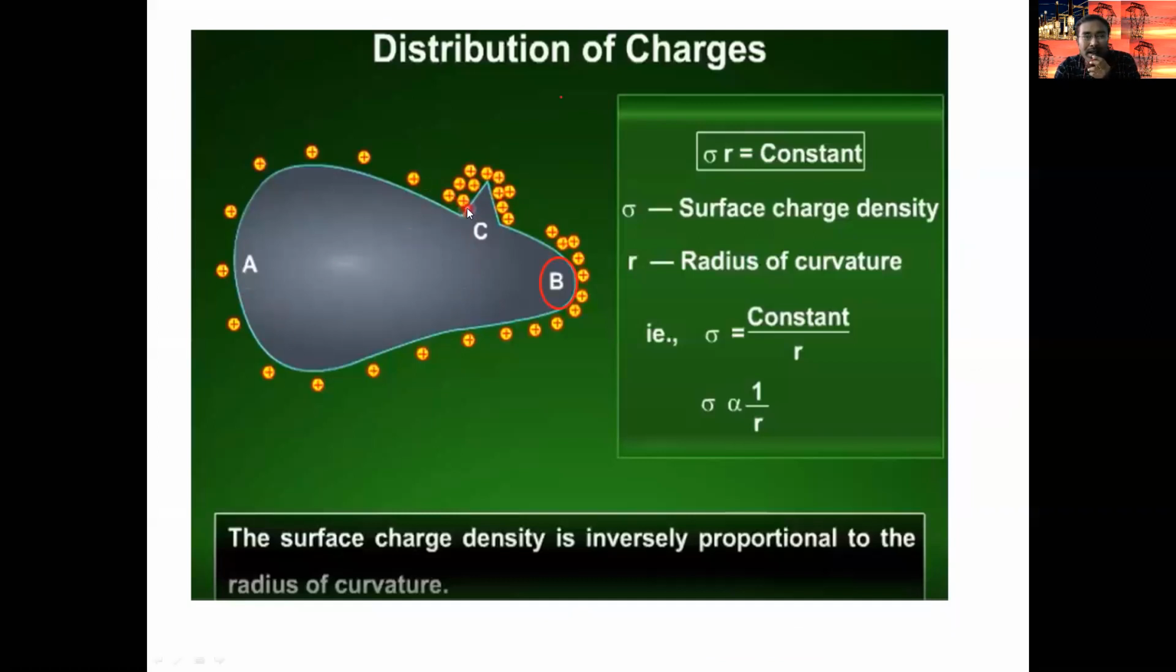Otherwise, if the radius of curvature is less, the maximum charges are distributed here. So because of this, what happened? This sphere is surrounded by air. That means the dielectric strength of the surrounding air is 31 kilovolts per centimeter. You know that the dielectric strength of the air is 31 kilovolts per centimeter.